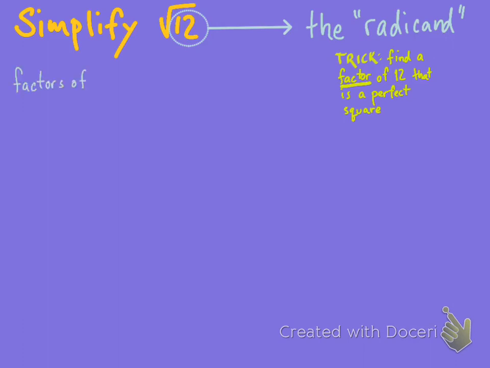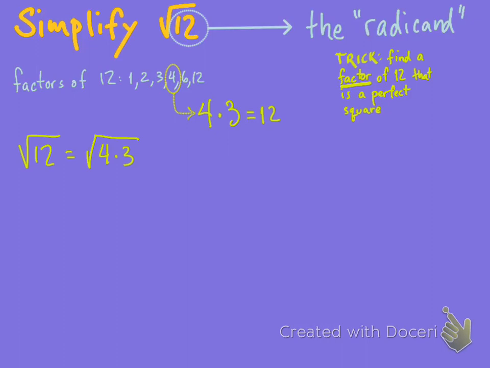All right, so the factors of 12 are 1, 2, 3, 4, 6, and 12, and 4 is the only perfect square factor of 12, okay? In fact, 4 times 3 equals 12. So that means the square root of 12 is the same thing as the square root of 4 times 3, because 4 times 3 equals 12. Well, this you may not be aware of, but you can take that square root of 4 times 3 and break it up into two radicals: square root of 4 times the square root of 3. Now, if you didn't know that you could do that, well, now you do.